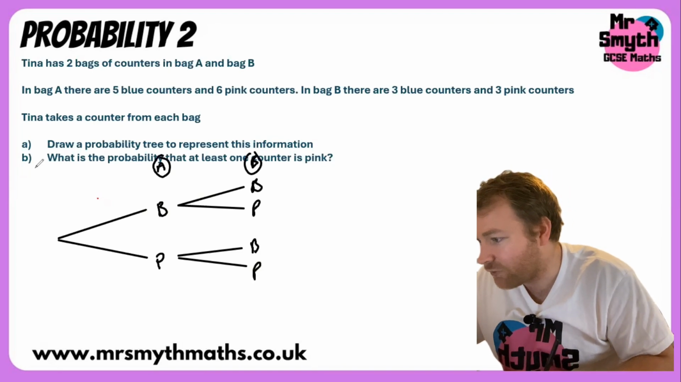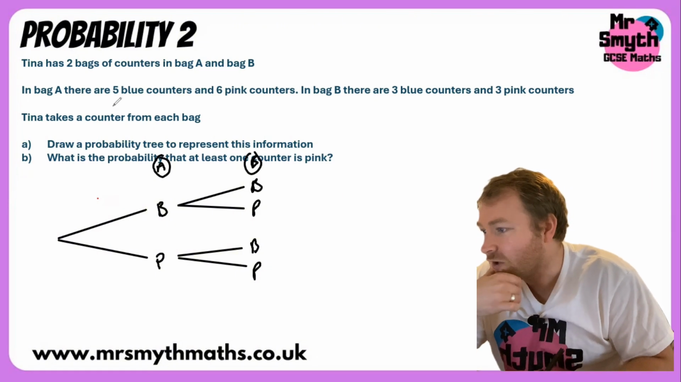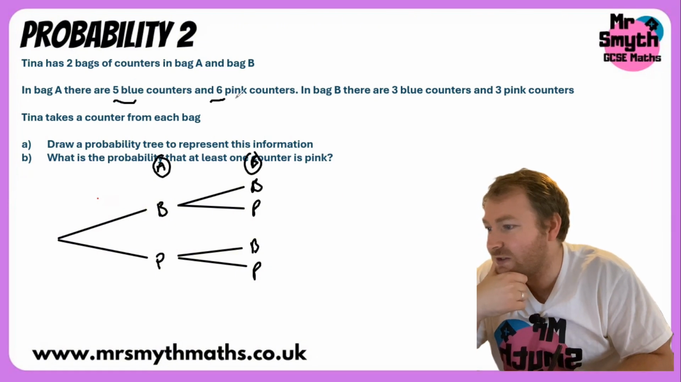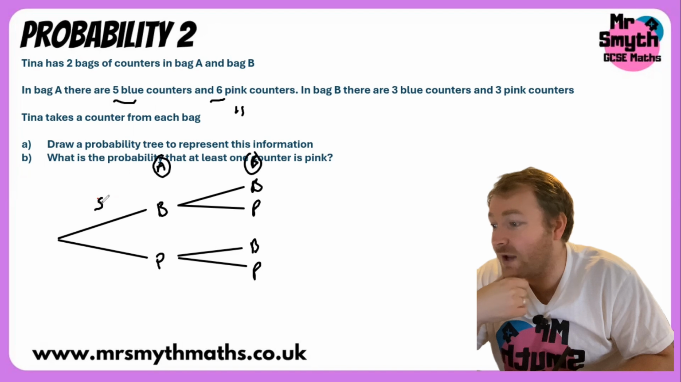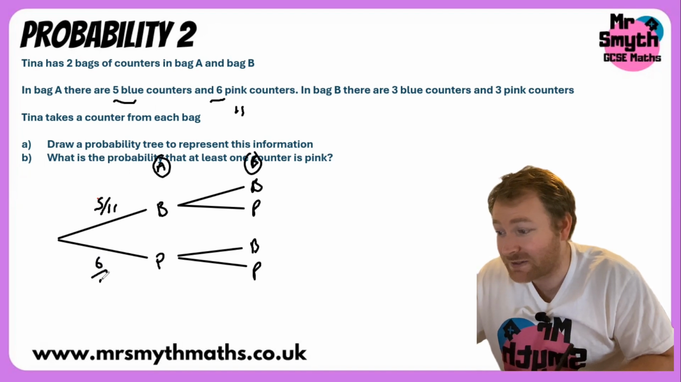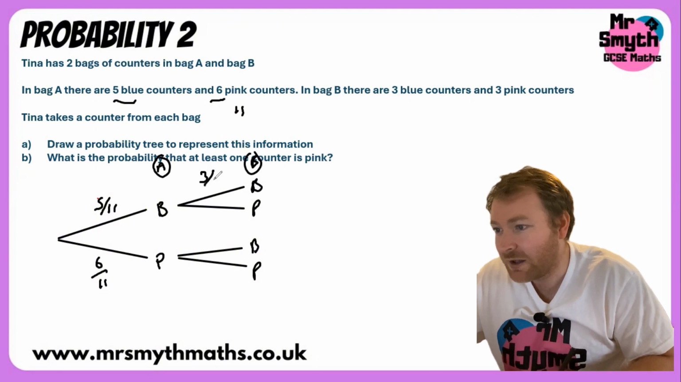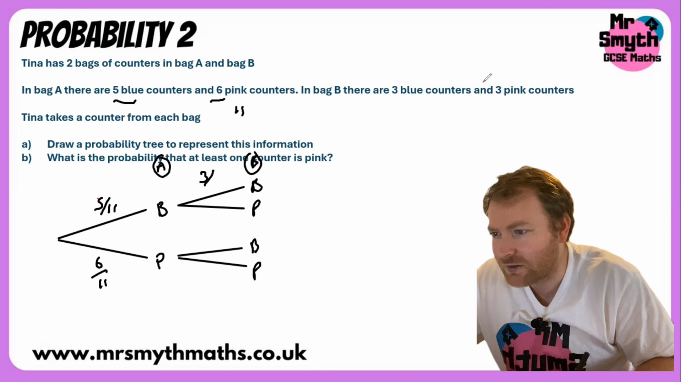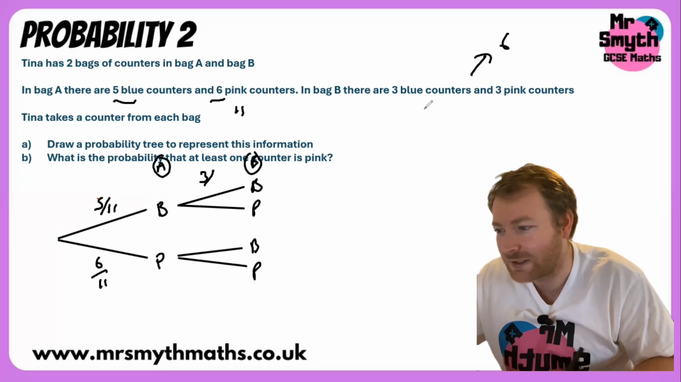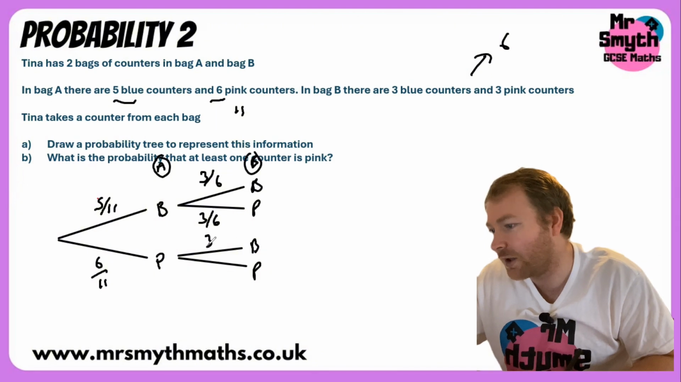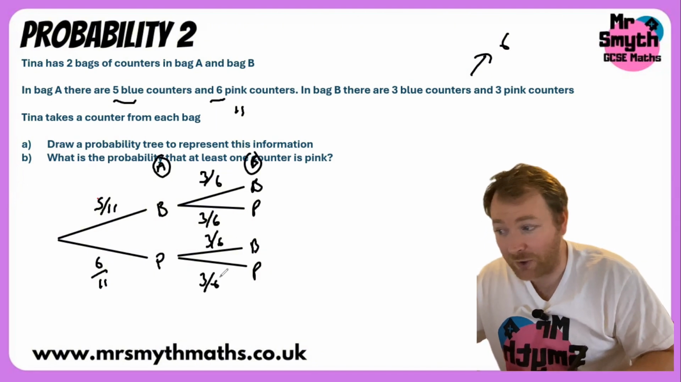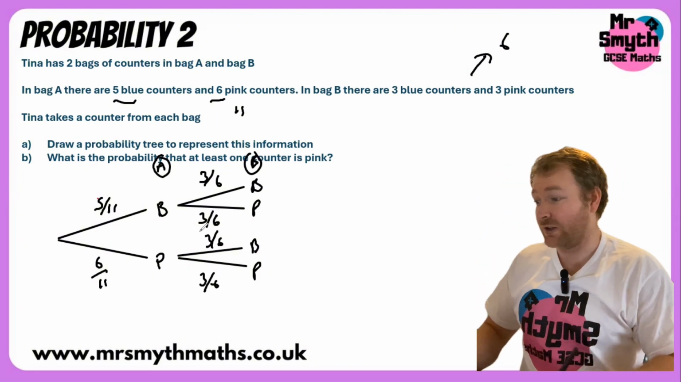So let's go ahead and write in what the probabilities are. So in bag A, 5 blue counters and 6 pink, this out of 11. So 5 blue, so it's 5 out of 11. And pink is going to be 6 out of 11. Then we've got blue on this one. So in bag B, there are 3 blue counters and 3 pink. So it's going to be 6 in total, isn't it? So this is 3 out of 6. You could convert this down to a half if you wanted to, but I wouldn't bother if I was you. So we've got 3 out of 6 on both of these. So that's how we set up the tree diagram.